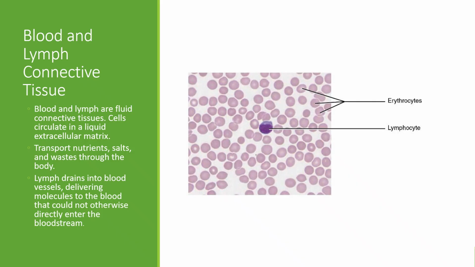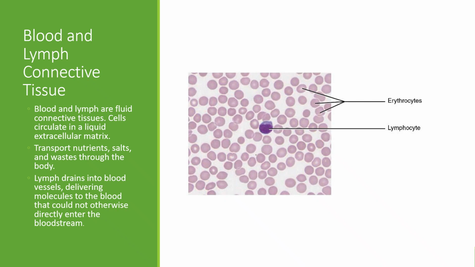All right, let's look at blood and lymph connective tissue. This is still in the connective tissue category. These are the fluid connective tissues. So the cells are going to circulate in the liquid, non-living extracellular matrix that we call the plasma. So your plasma is the matrix portion of this connective tissue. It's going to transport nutrients and salts and waste throughout the body. Lymph is going to drain into the blood vessels. It's going to deliver molecules to the blood that otherwise couldn't get directly into the bloodstream.